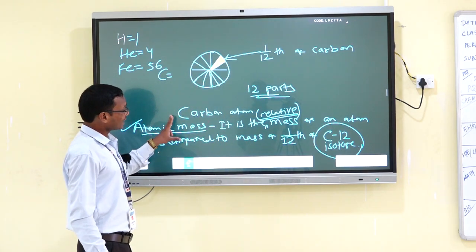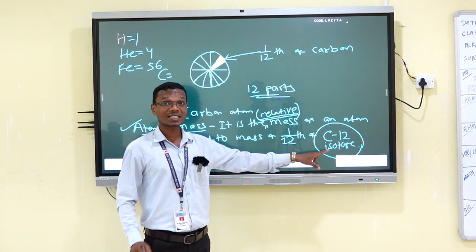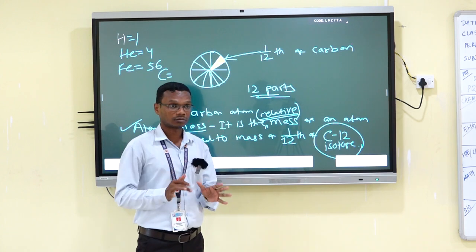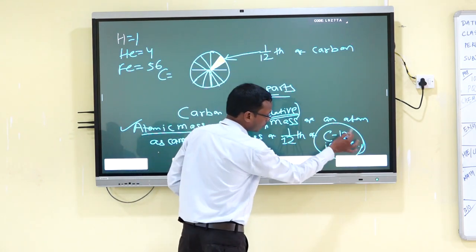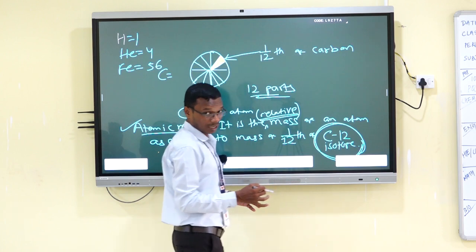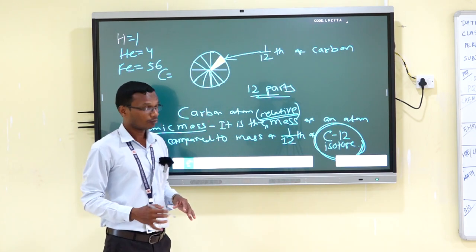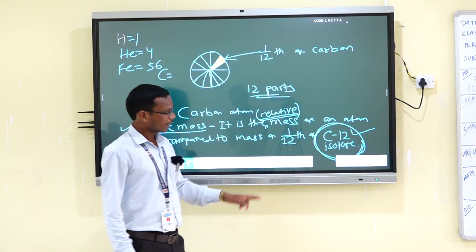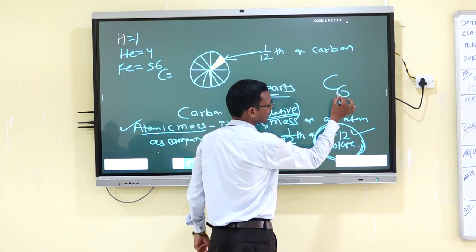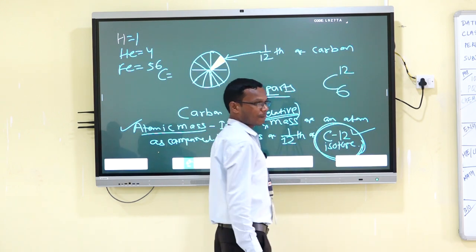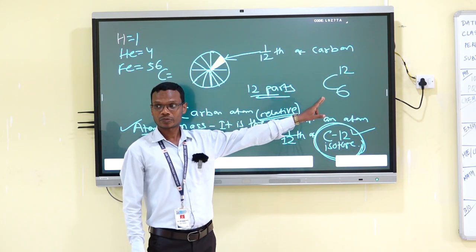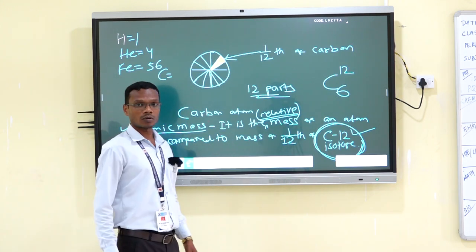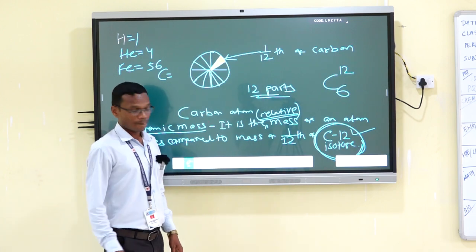In this concept, our standard is carbon, because we have taken the mass of carbon, that is C12, as standard. Carbon has some isotopes, but we have to take only C12. Means carbon with atomic number 6, mass number 12. We have to take only this carbon. Okay? So this is atomic mass. Now all of you clear about atomic mass? Okay?